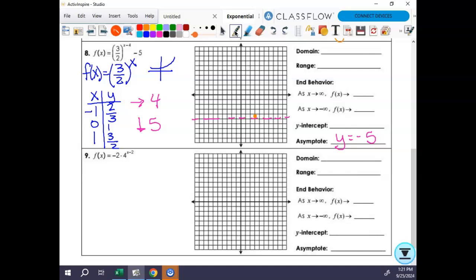I go to 0, 1, move to the right 4: 1, 2, 3, 4, and down 5: 1, 2, 3, 4, 5. And I'm basically right there. 1, 3/2 is a little easier because that's like 1 and then the y value being 1.5. So I go to 1, 1.5, move to the right 4: 1, 2, 3, 4, and down 5: 1, 2, 3, 4, 5. And I can sketch that in.